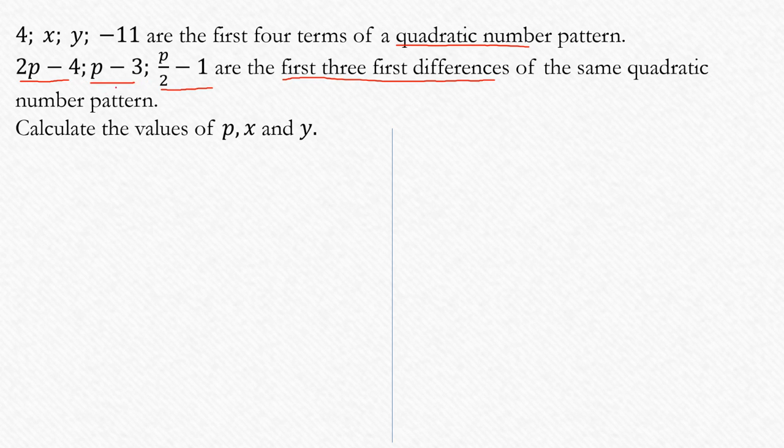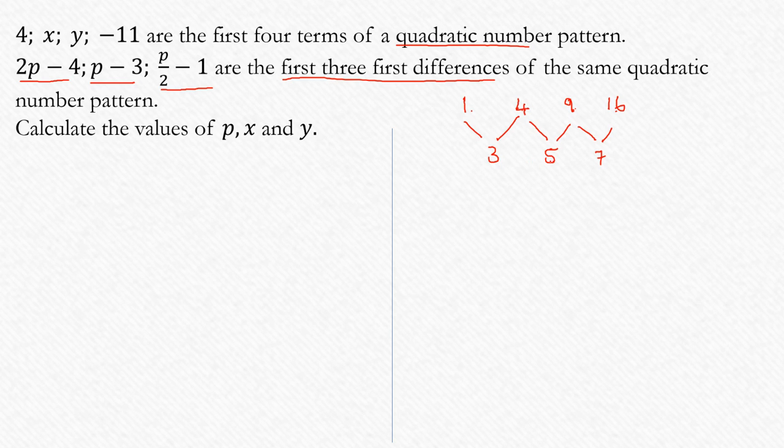The first differences form a linear sequence, meaning that their difference is constant. Let me give you an example of a quadratic sequence. Let's say we have a simple one: 1, 4, 9, 16. What is 4 minus 1? That is 3. What is 9 minus 4? That is 5. What is 16 minus 9? That is 7. Do you see that?